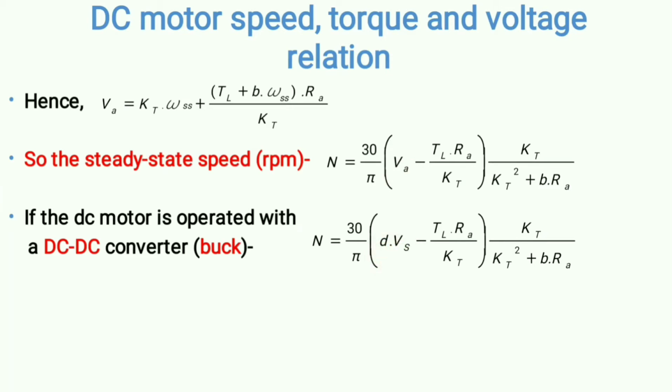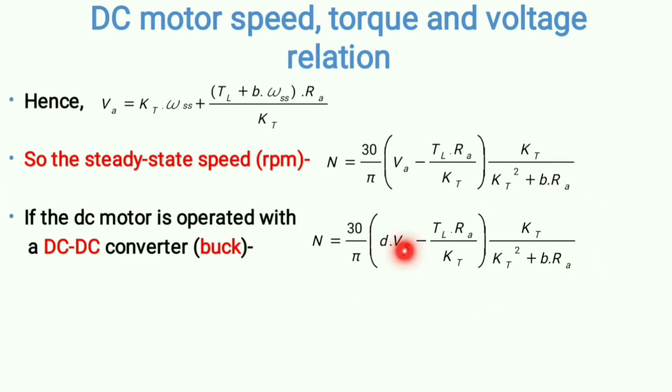Because we know the output voltage expression of a buck converter is D multiplied by the input voltage, in that case the armature voltage, or the input of the motor, will be the output of the buck converter. So VA will be the output of the buck converter, which is nothing but the duty ratio multiplied with the input voltage of the buck converter.